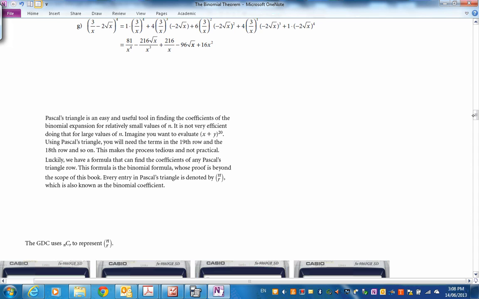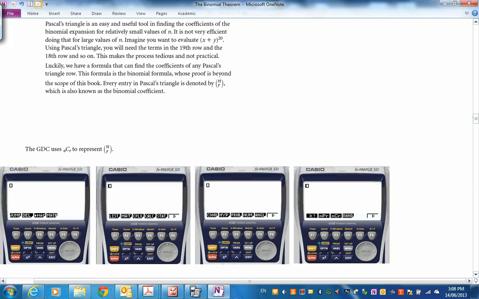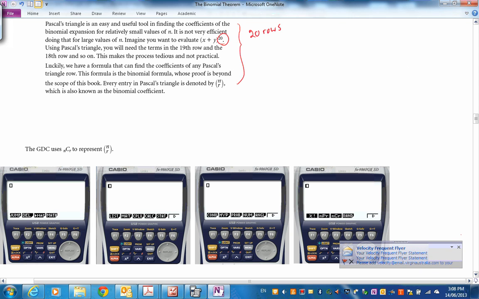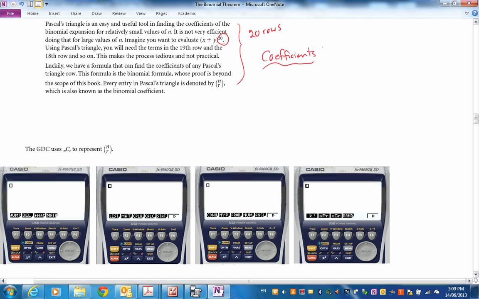So here we are. Pascal's Triangle is an easy and useful tool in finding the coefficients of the binomial. But what if you went up to 20? That means you'd have to do 20 rows of Pascal's Triangle. That could be very, very time consuming, because you've just got to put one row after the other. So therefore, can we do it a little bit more easily than that? Is there a way of getting the coefficients, the number in front of each term, without Pascal's triangle?